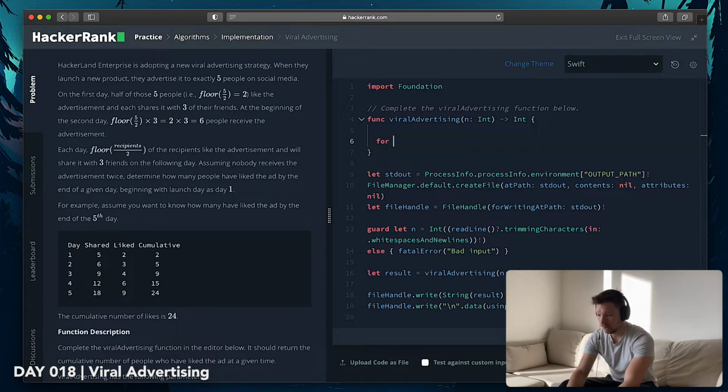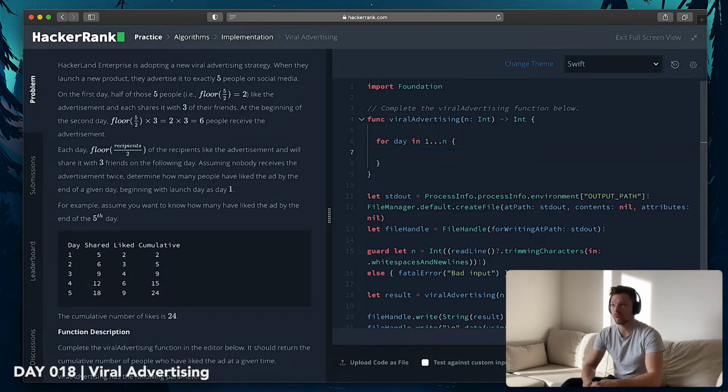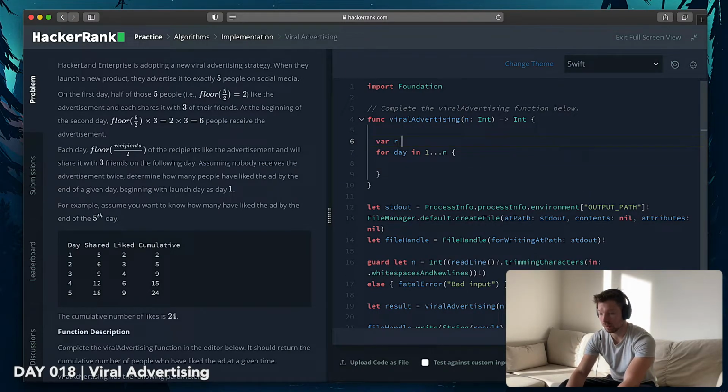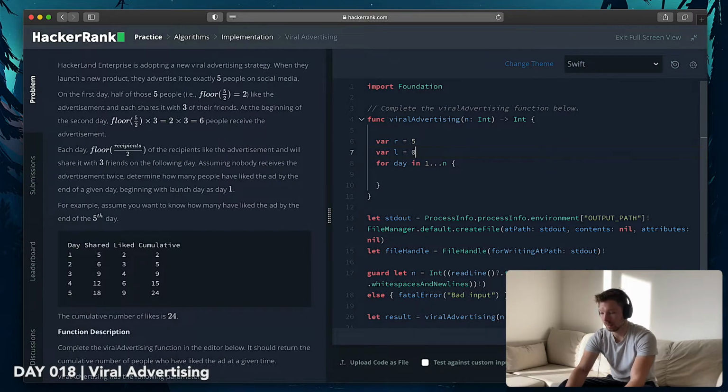That means for day in 1 until n, we want to say, if we start with recipients 5, that's day 1. Which means how many have liked it? So let's also keep track of likes. It's 0. Now at the end of the day we have 5 recipients. So likes means recipients divided by 2. That's how many liked it. However, we want to add to what we had as likes before, so we should do this.